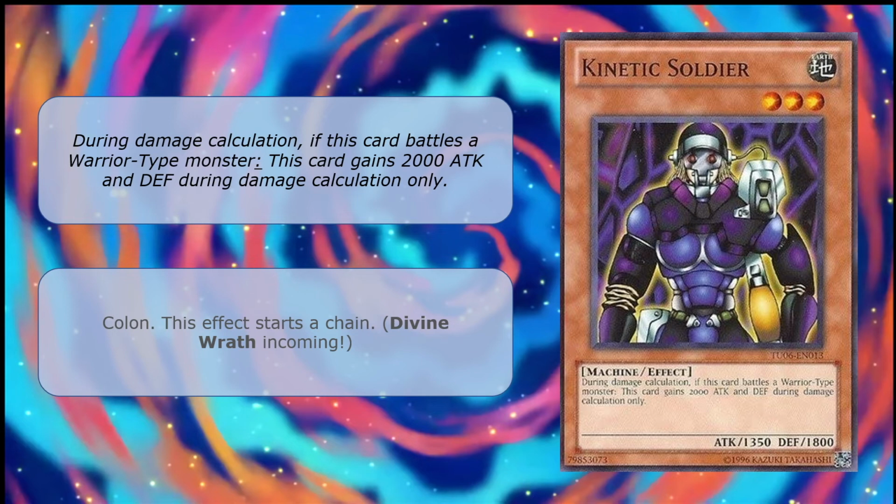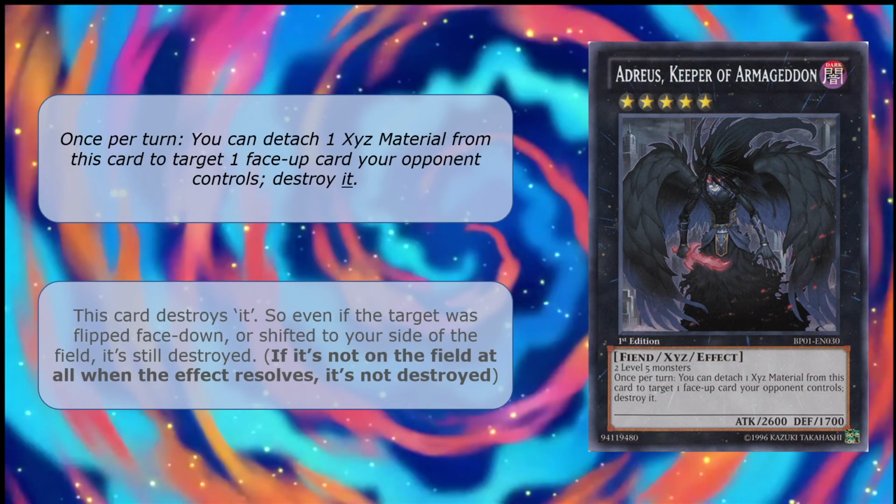So the last card that we're going to be looking at is once per turn, you can detach one XYZ material from this card to target one face-up card your opponent controls, semicolon, destroy it. So this is something that is super important to understand. So let's say I target the card and my opponent decides to move it around. So if he flips it from face up to face down, it's still targeted. If he moves it from his side of the field to my side of the field, it's still targeted. If he moves it from the monster zone to the spell trap zone, it's still targeted. The only time it's not targeted is if it leaves the field.